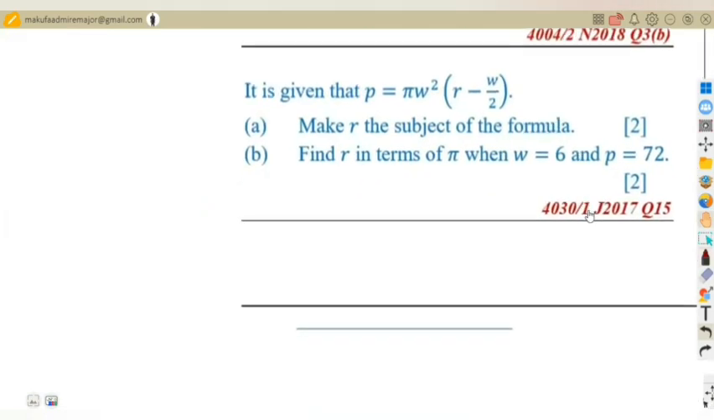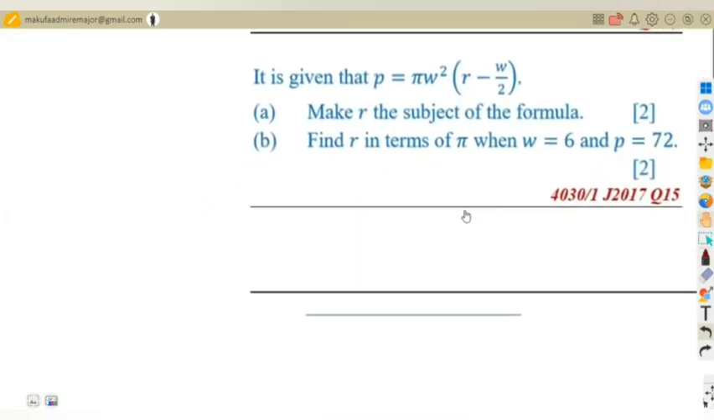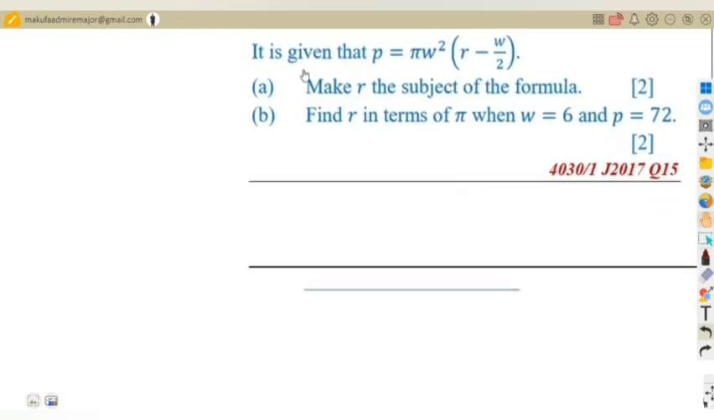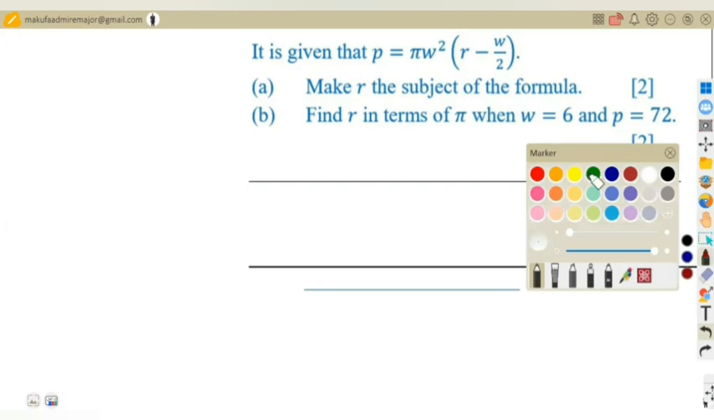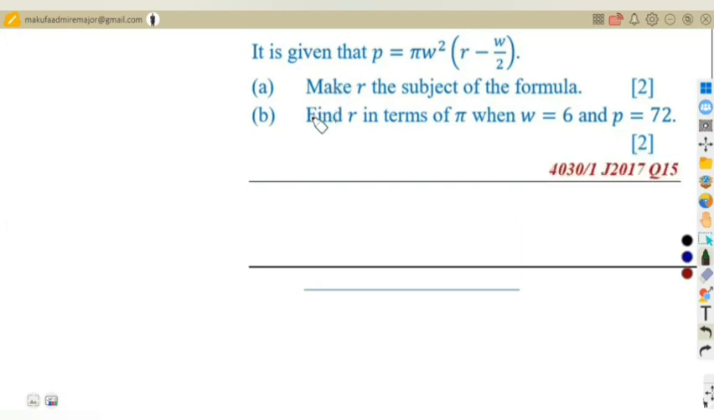All right, so that was it on the first part. Then it is given that p is equal to this formula. Make r the subject of the formula in this case. So how can we make r the subject of the formula? Let us consider where there's r, it's inside of the bracket. So here we can choose to expand the bracket. It's up to you, but the easier way, let us just divide here.